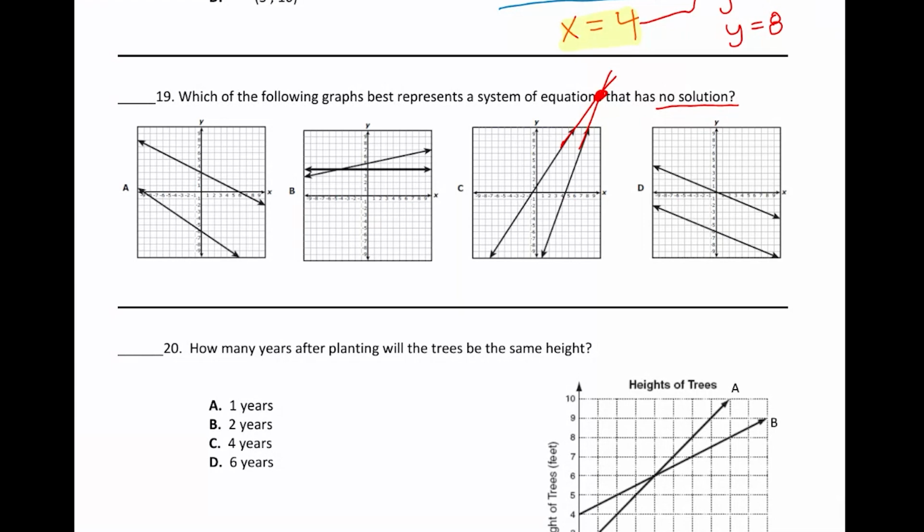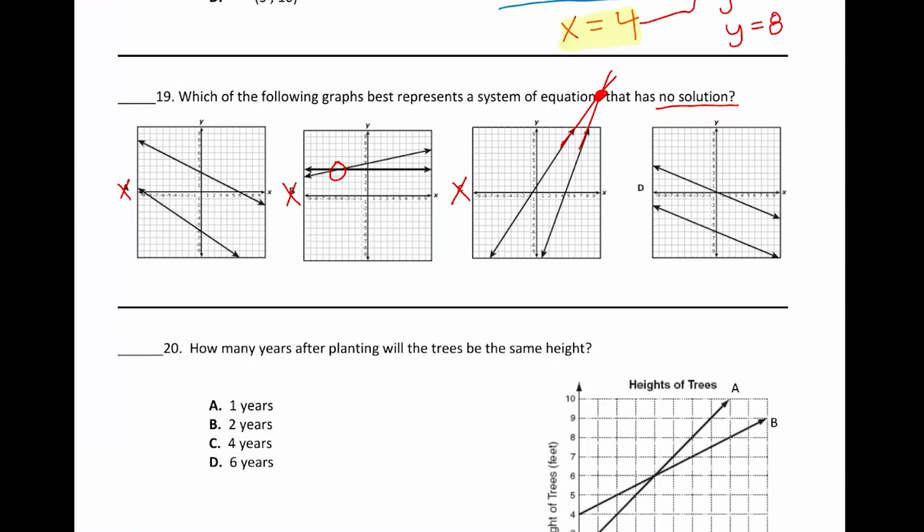Right here, we can obviously see B is not going to be the answer because we can see the intersection point. C is not going to be the answer because we can clearly see they will eventually intersect. So we're looking at A and D. And you might be able to see that A is not going to be the answer. But if you're not sure, if they both just look parallel at a glance, you can check the slopes. In order for 2 lines to be parallel, their slopes have to be the same.